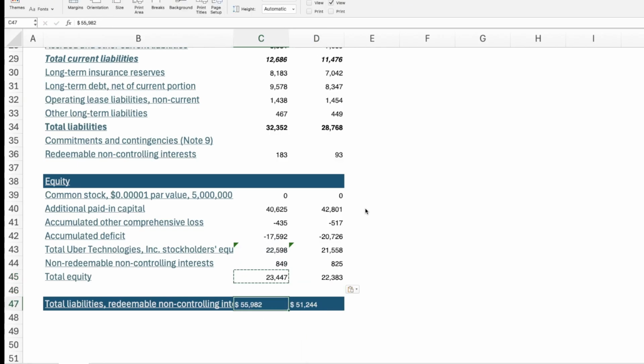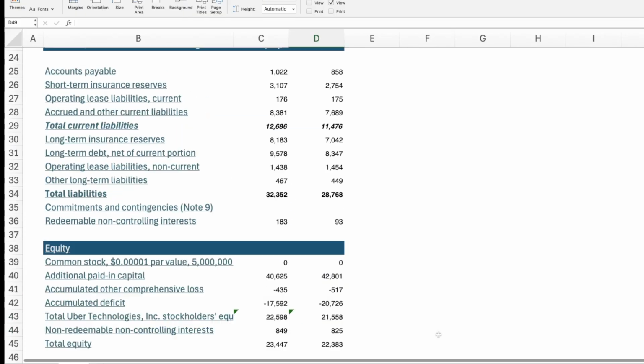perfect. And now this one down here is going to equal the sum of your total liabilities, this one, and the equity. There we go. Perfect. Okay, now we can start.